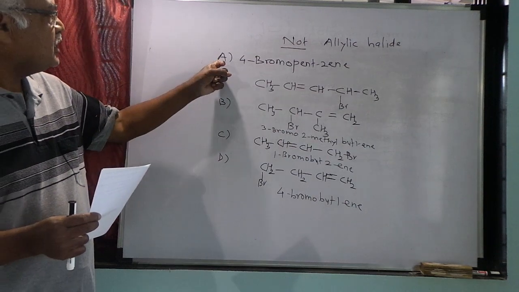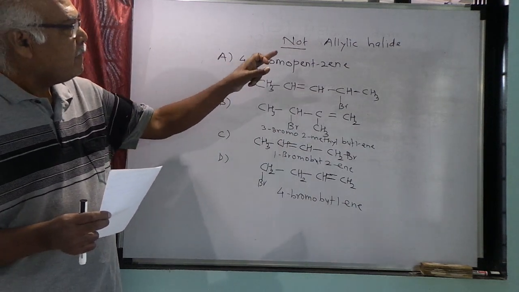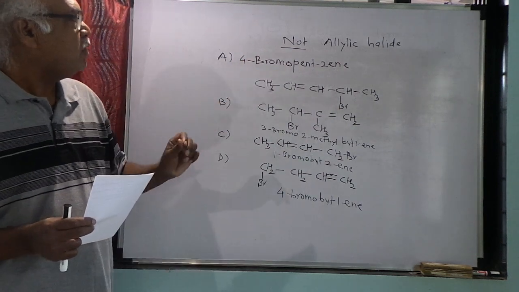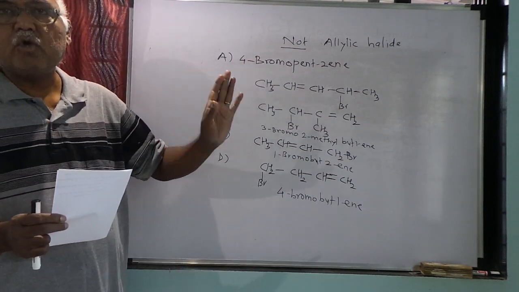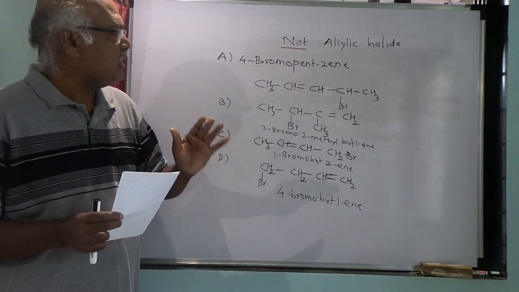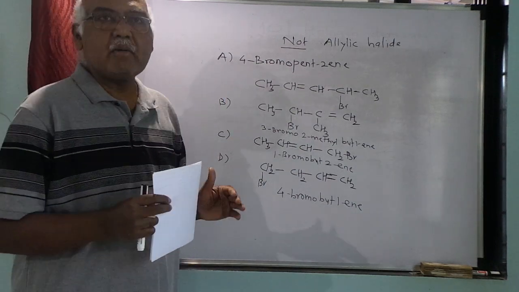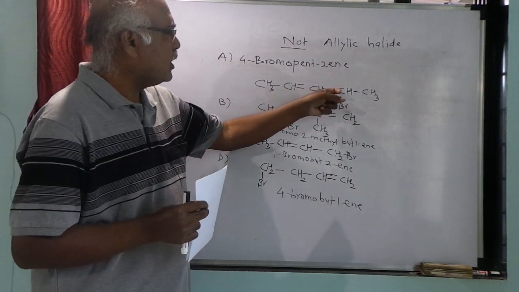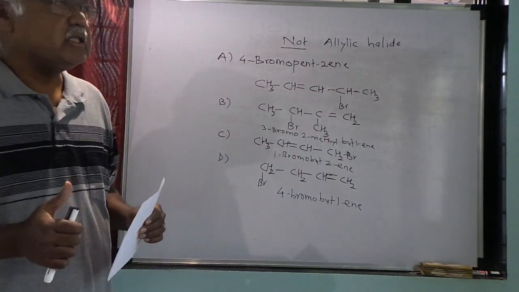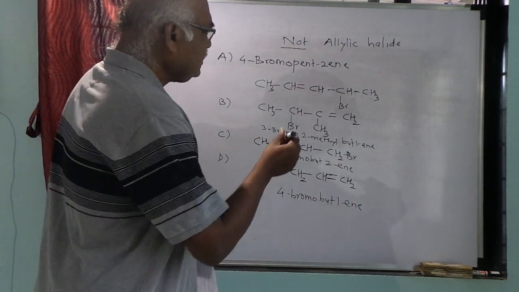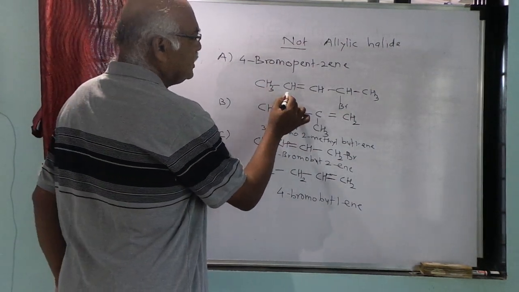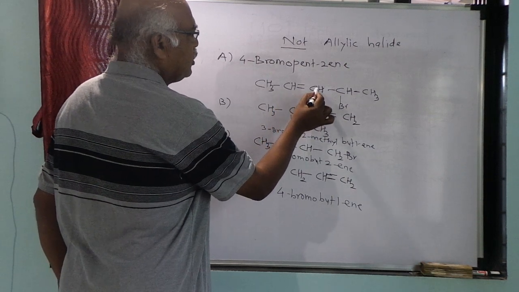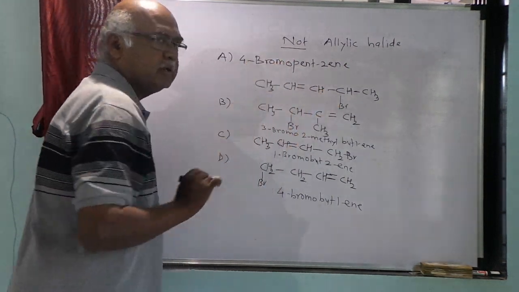Now the first option is 4-bromo pent 2-ene. When you write this particular structure 4-bromo pent 2-ene, you have to write 5 carbon atoms in a straight chain. 1, 2, 3, 4 and 5. 5 carbon atoms are written in the straight chain, and then on carbon atom number 2 there is a double bond. So 2 and 3 there is double bond, and on carbon atom number 4 there is bromine.